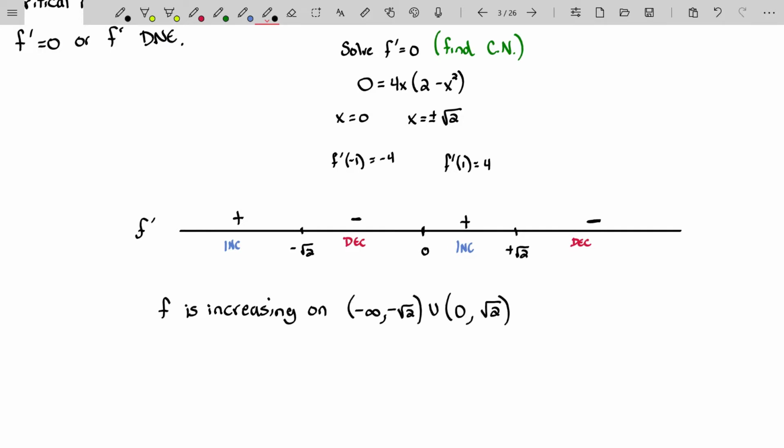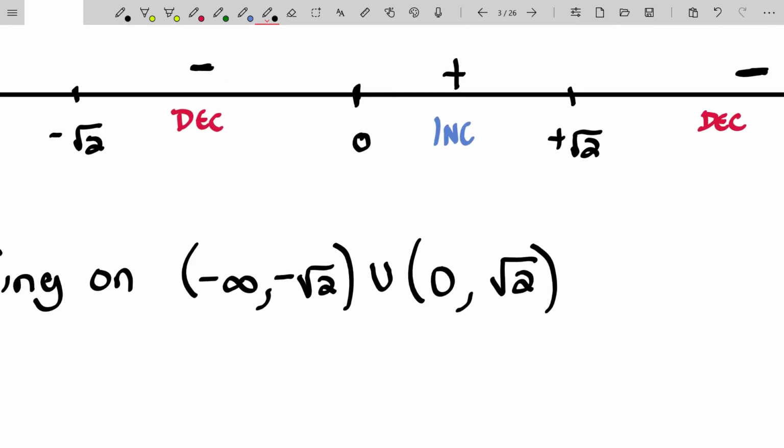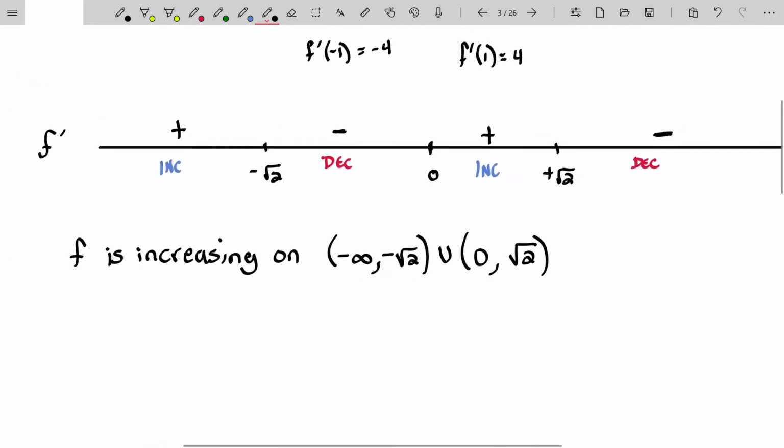Negative infinity up to negative square root of 2, and then I glue to that a different interval where it's increasing from 0 to root 2. Notice I do not include endpoints. Your function will never increase at a point. It increases over an interval. So do not include endpoints on intervals of increase or intervals of decrease. Okay? So that's important to note.